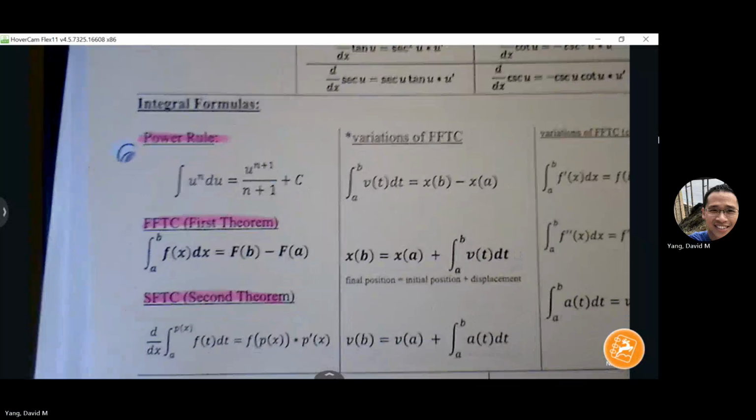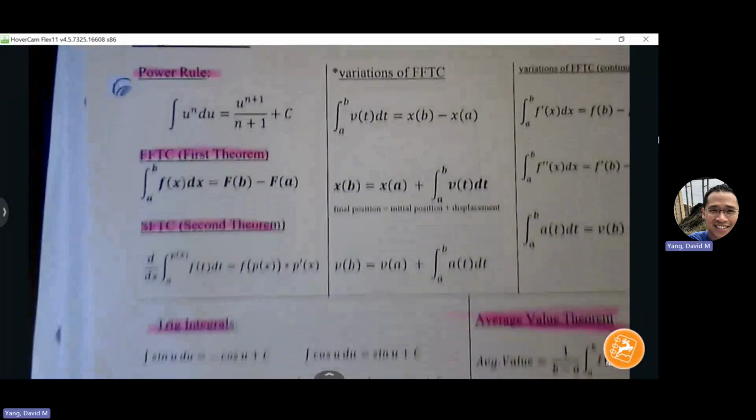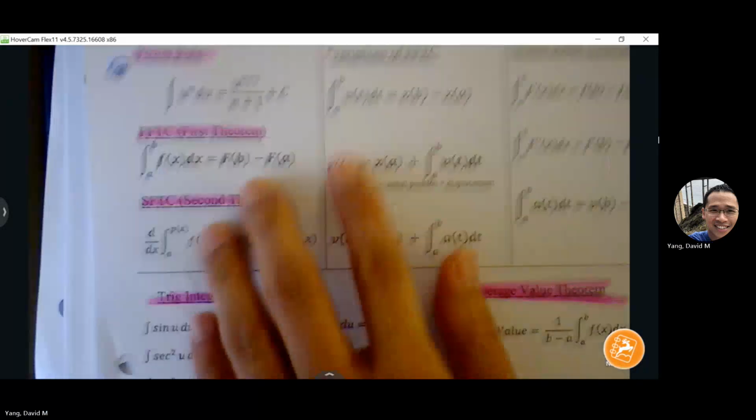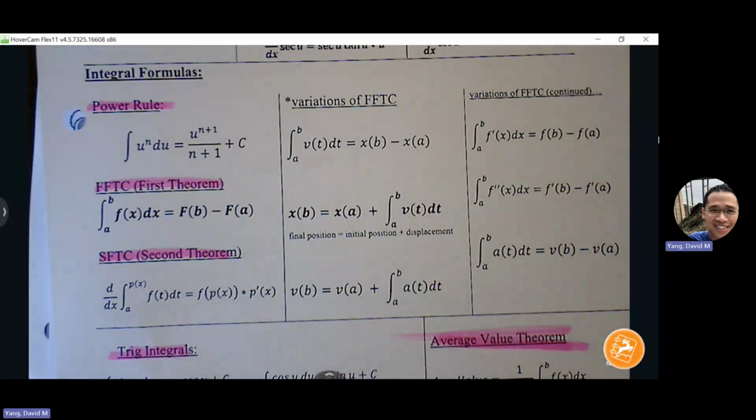First theorem. That's just basically knowing that if there's bounds involved, you're going to find the antiderivative first and then plug in the upper and lower bound in that order, f of b minus f of a. And then the variations of first theorem, I think this will be more helpful when we get to the calculator portion, especially this one here. Rearranging that first theorem formula, but we're not worried about that for this Friday's test.